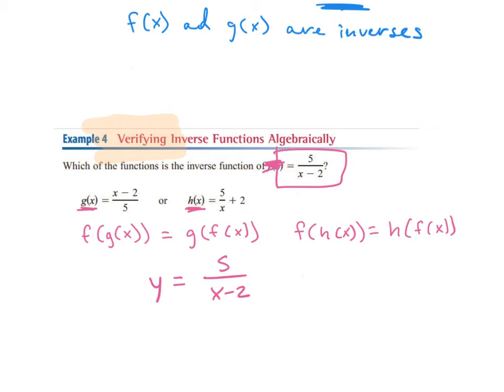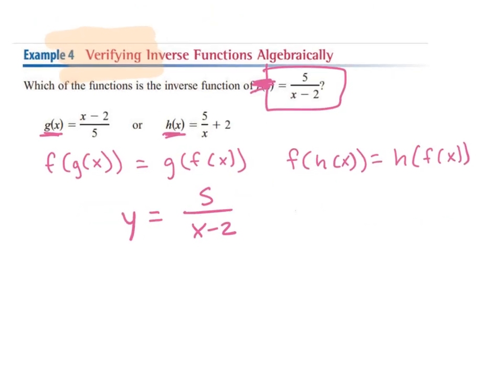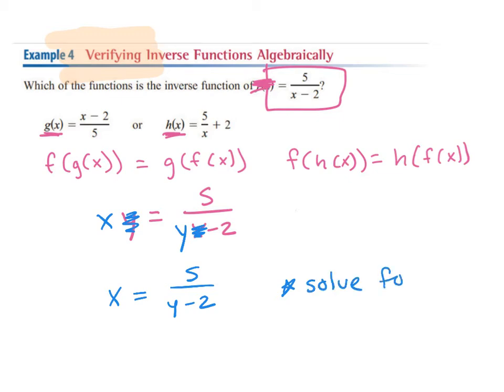And now to find the inverse, we change our y to become an x, and we change our x to become a y. So this will be x is equal to 5 over y minus 2. And now we solve this to be y equals. So what should we do to solve this equation for y?